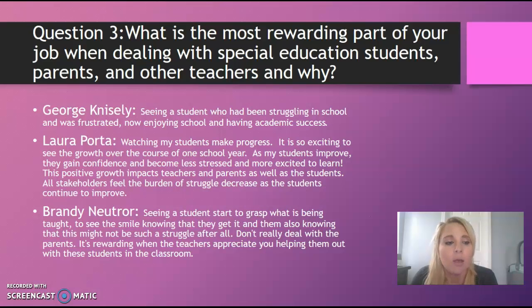Laura Porter, the teacher, mentioned the overall progress of the students, them feeling less stressed and excited to learn. That excitement to learn is something that makes being a teacher worthwhile, at least in my personal opinion. I feel that. And Brandy Nietrauer, the paraprofessional, mentioned it being rewarding seeing students grasp new concepts in the classroom, and she's able to be there for a long enough time period to see that change take place.